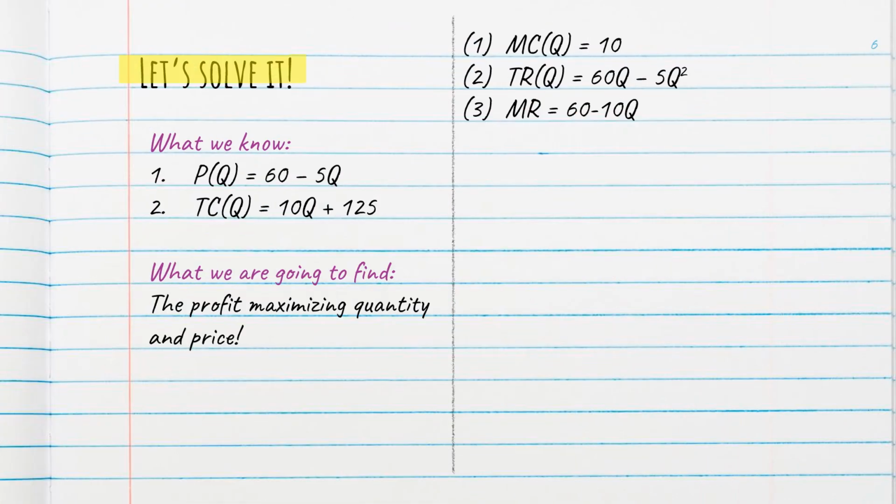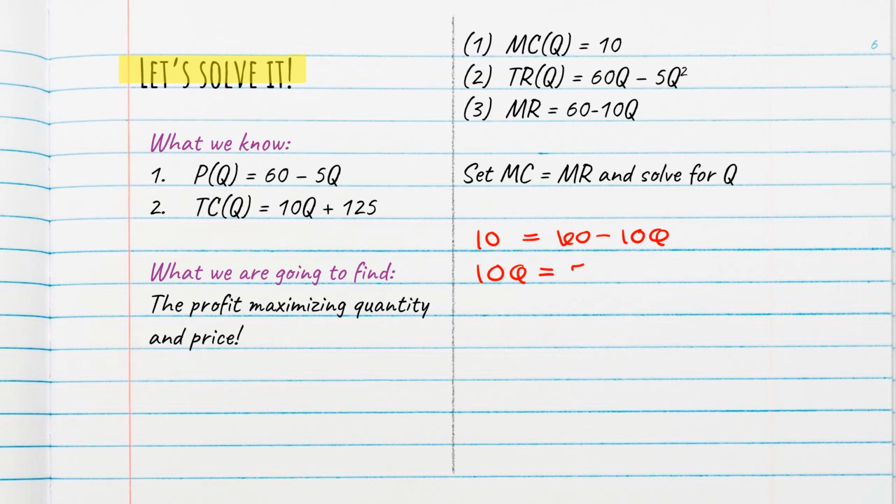Our next step is to set marginal cost equal to marginal revenue and solve for Q. That will be our profit maximizing output. So we have 10, which is the marginal cost, equals 60 minus 10Q, which is our marginal revenue. I'm going to rearrange a little bit. I have 10Q equal to 60 minus 10, which is 50. Now I divide both sides by 10, and I get that Q star, the profit maximizing quantity, is equal to 5.